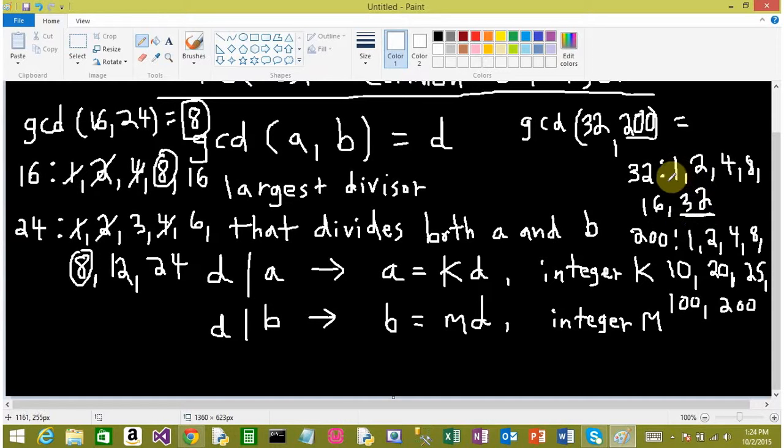When we look at the ones we have in common, we got 1 and 1, 2 and 2, 4 and 4, and then they both have an 8. 16 and 32 don't have anything in common with the other divisors, so we can stop there. So the GCD of 32 and 200 is also 8. How about that? We got the same answer of 8 for both of those problems.